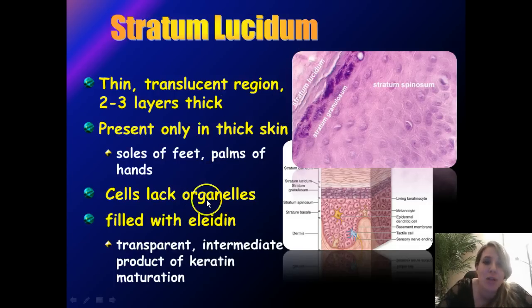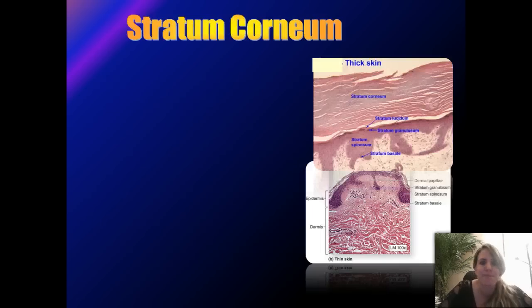So here's a protein called eleidin. It's basically an intermediate product of keratin. So the keratin hasn't finished maturing yet, and therefore it's in sort of an intermediate stage that is translucent, and that's why there's really no color at all to this layer. It doesn't pick up stain when you stain it to look at it under a microscope.